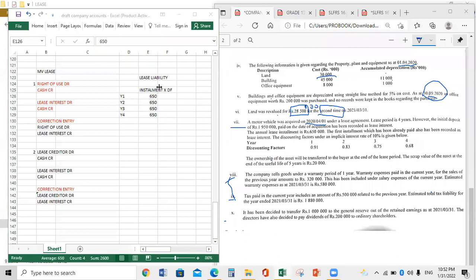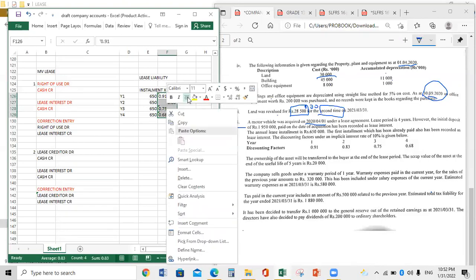So guys, quickly multiply 650 by 1, by 0.91. Send me the lease liability amount. 0.68. Now when you multiply this, you will get the present value.